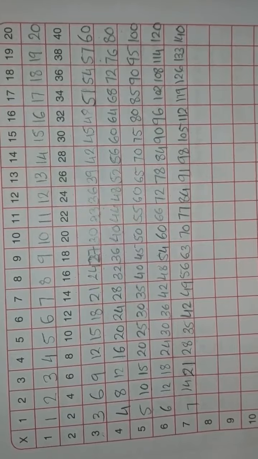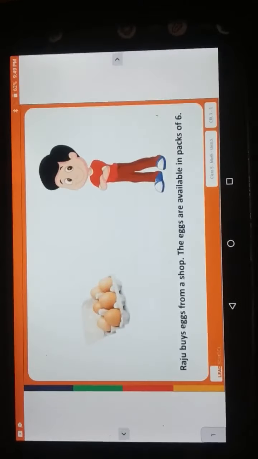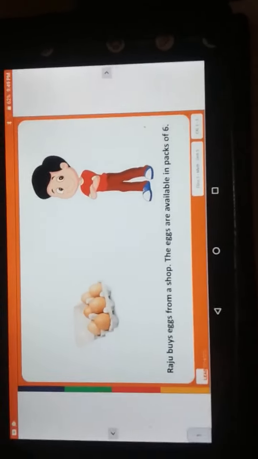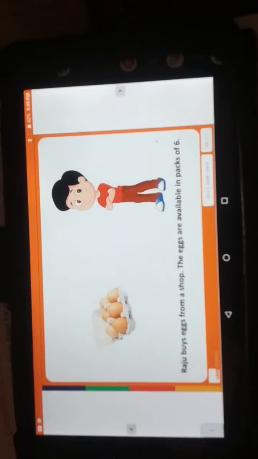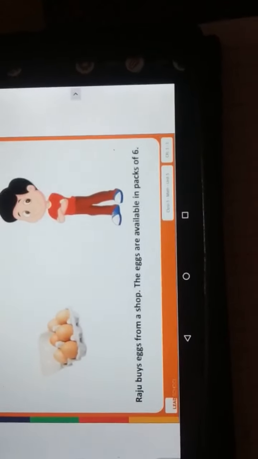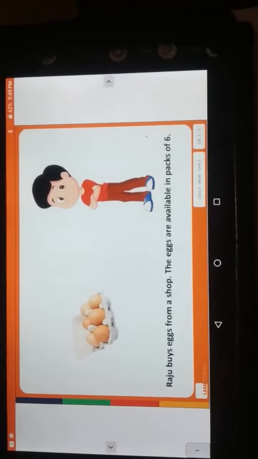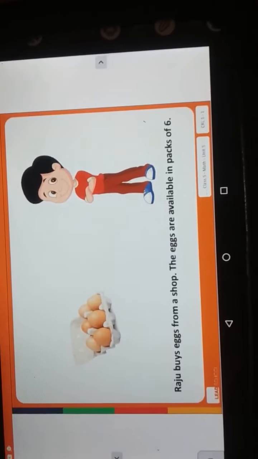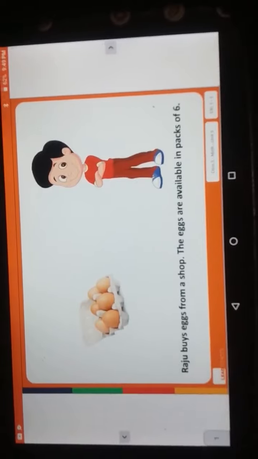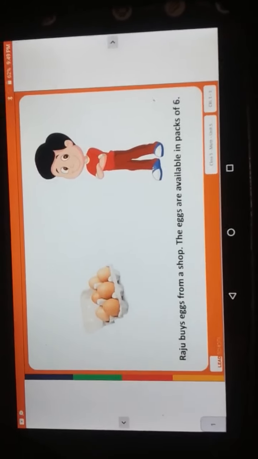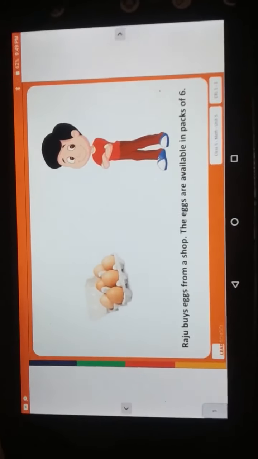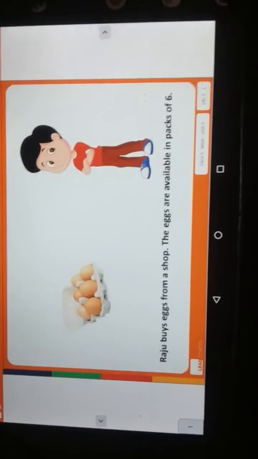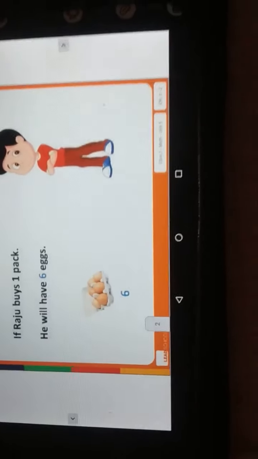Okay students, I hope your work is complete. Now look at this image. In this image, one boy and an egg tray are there. So Raju buys eggs from a shop. The eggs are available in a packet of 6. In one packet, how many eggs are there? 6 eggs are there. Okay.